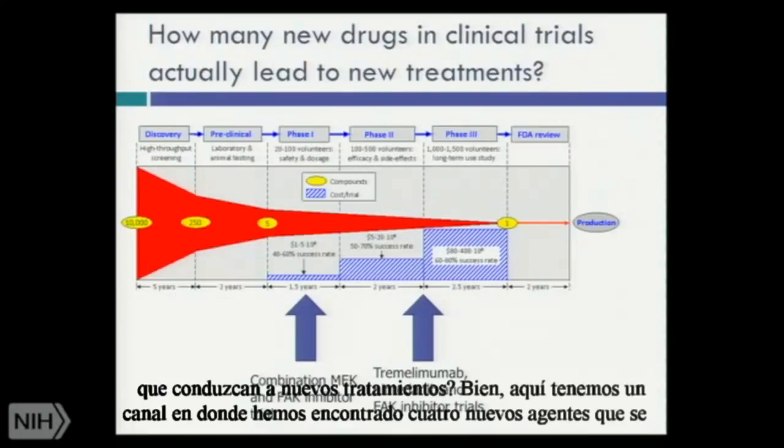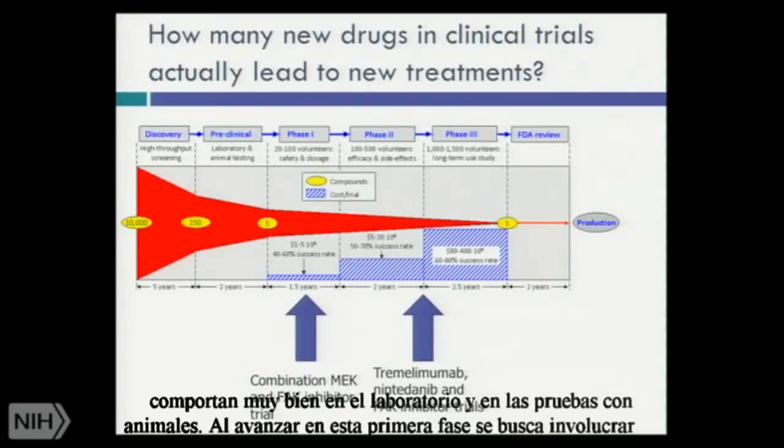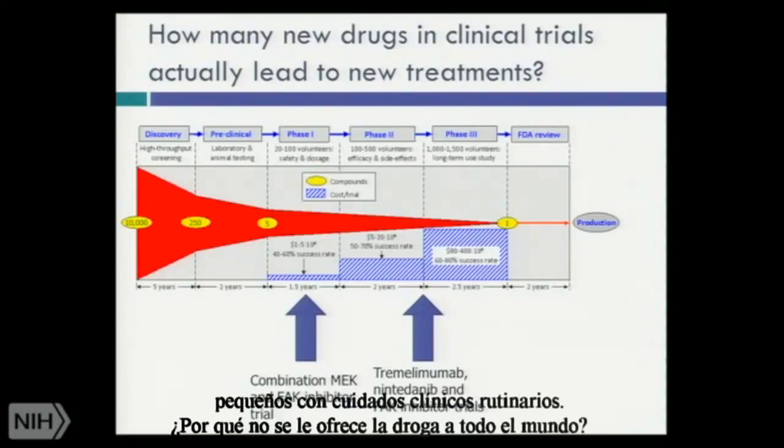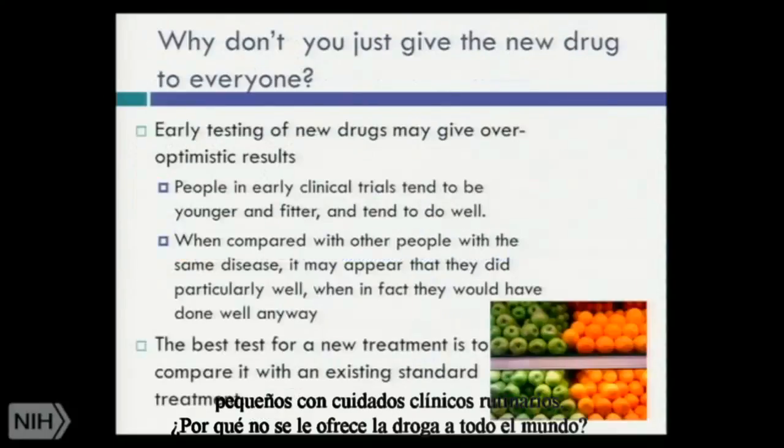How many new drugs in clinical trials actually lead to new treatments? Well, there is a bit of a funnel here. So we've got discovery for agents that might look good in the laboratory, in animal testing, then going through to phase 1, which is the first point at which human volunteers might be involved. Still, even those drugs that make it through to phase 1 and then phase 2, often testing in more specific tumour type, a smaller number will make it through to routine clinical care.